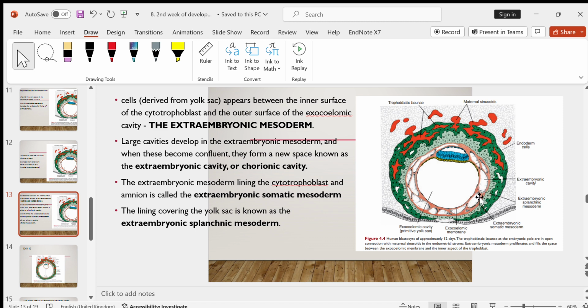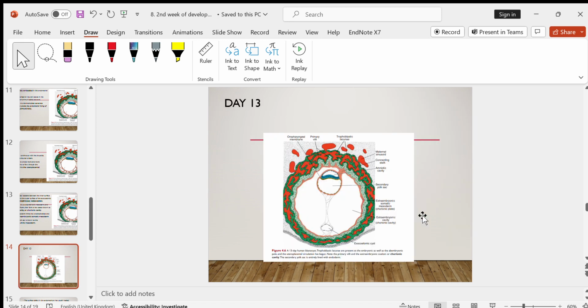Now, this extraembryonic mesoderm has two layers. The one that is adjacent to the cytotrophoblast is the extraembryonic somatic mesoderm, and the one that is adjacent to the primitive yolk sac, this is the primitive yolk sac. So this inner lining that is adjacent to the yolk sac is called the extraembryonic splanchnic mesoderm, and the one that is immediately lining the cytotrophoblast is called the extraembryonic somatic mesoderm.